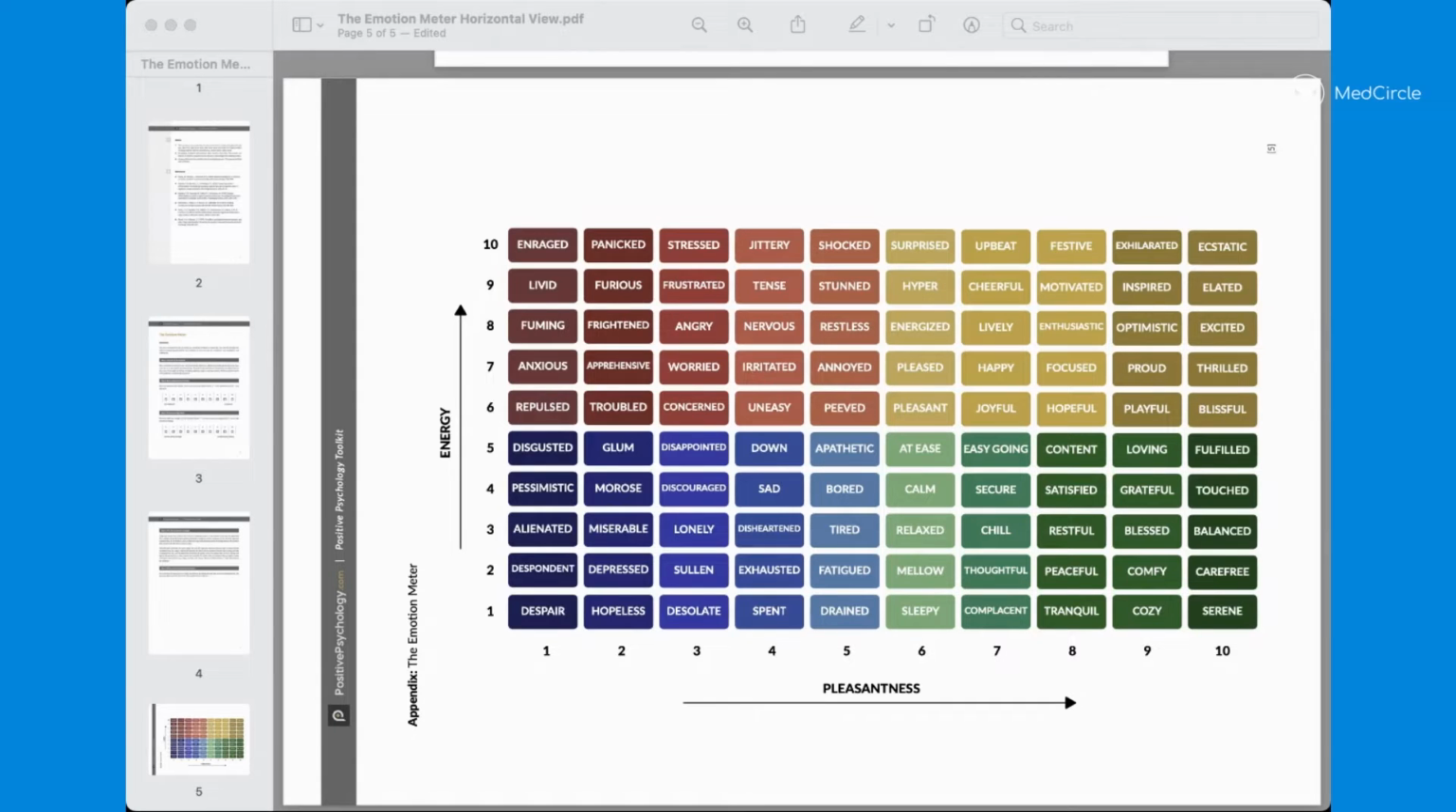And you can see that the table quadrants are color coded. The red cells represent emotions that are high in energy and low in pleasantness, like angry, scared, and anxious. The blue cells are emotions that are low in energy and low in pleasantness, like sad, disappointed, and lonely. The green cells are emotions that are low in energy and high in pleasantness, like calm, tranquil, and relaxed. And the yellow cells are emotions that are high in energy and high in pleasantness, like happy, excited, and curious. So there are 100 emotions in total, 25 per quadrant.